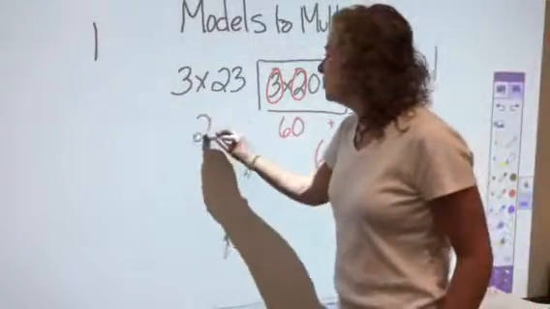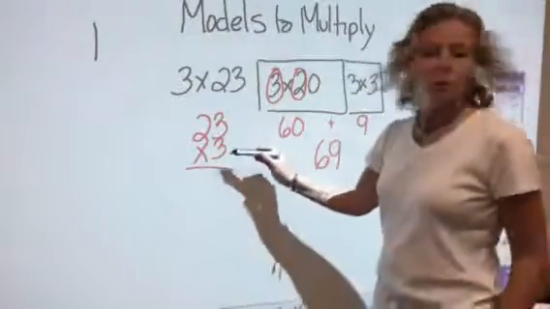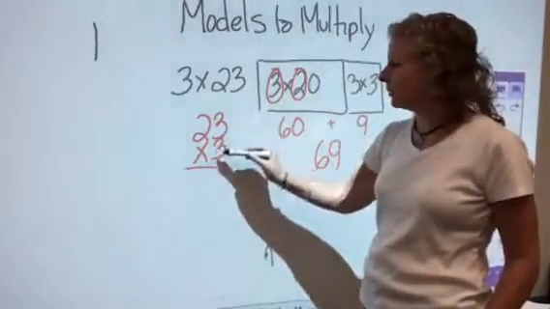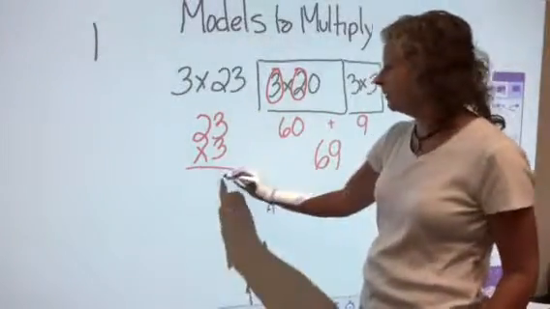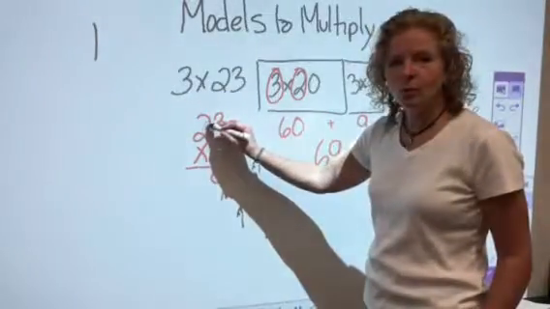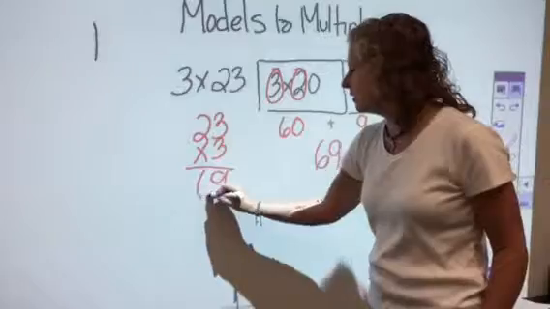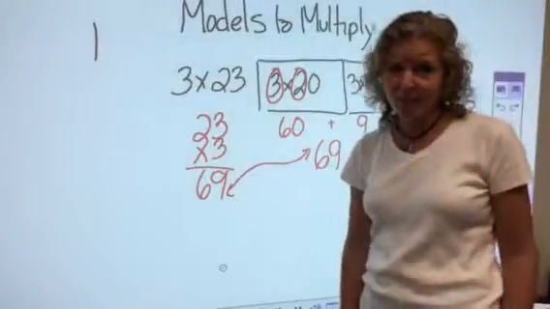Now, I'm going to show you over here what that looks like. We're doing our ones, 3 times 3. Okay, we start our problem in the ones place. 3 times 3 is still 9. And now it's 3 times 2 tens. 3 times 2 is 6. I don't care how you do it. You're going to end up with the same answer.